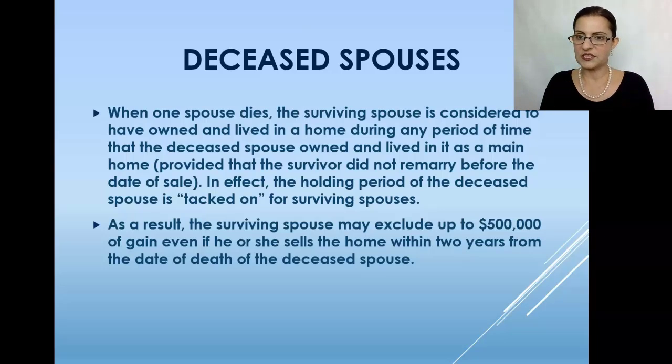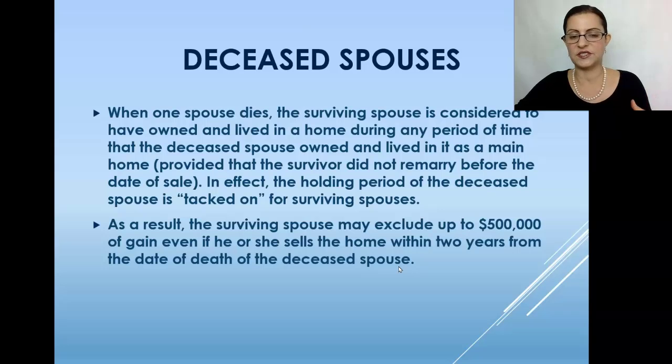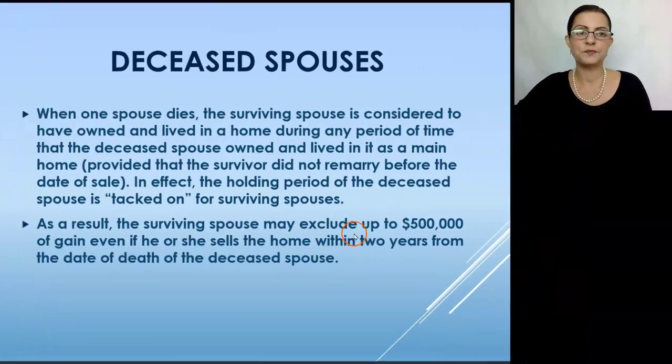But the rule for the Section 121 exclusion when there's a deceased spouse is a little bit more generous. So the survivor is actually still allowed to exclude up to $500,000 of gain if he or she sells the home within 2 years from the date of death. So the survivor has 2 years to sell the home and still exclude $500,000 of gain if one spouse dies. Now, the rules are not the same if it's a divorce or something like that. This special rule only applies when there's a death. Okay? Special rule for deceased spouses.